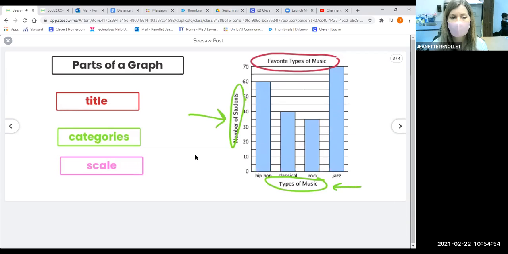Categories also refer to how the data is organized by type. So in this example, some categories of favorite types of music are hip hop, classical, rock, and jazz. The third part of a graph that's really important that we will talk more about in our next video is called the scale. The scale is looking at the numbers on a graph. The scale helps us read a graph and analyze the data. Without the scale, you don't really know much about the data being shown.